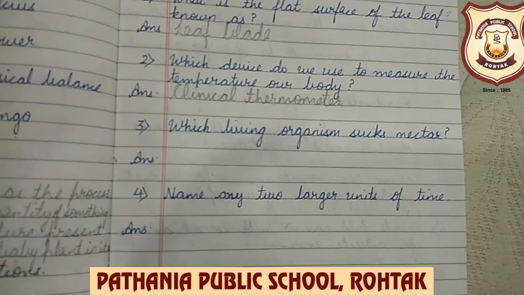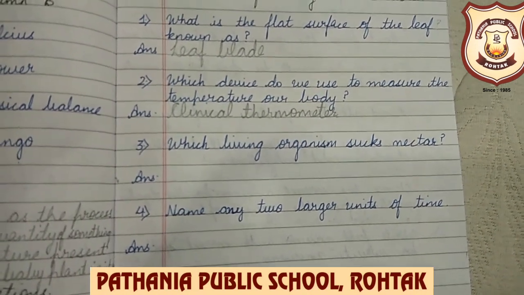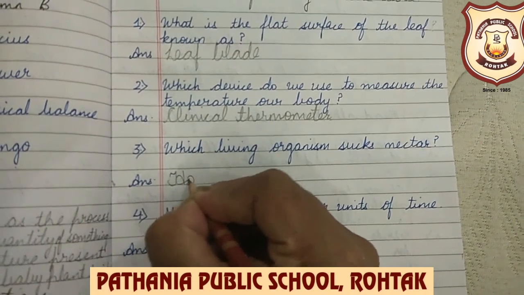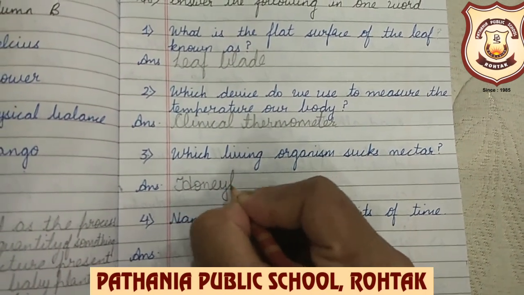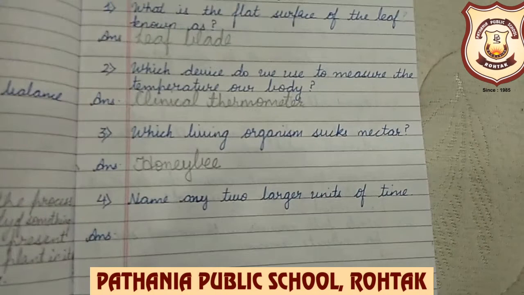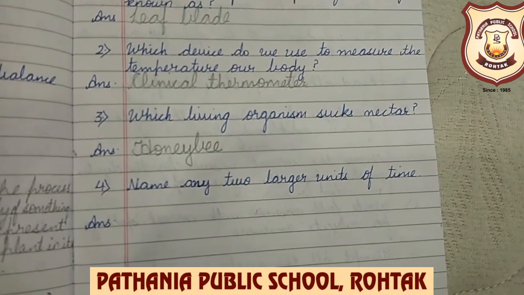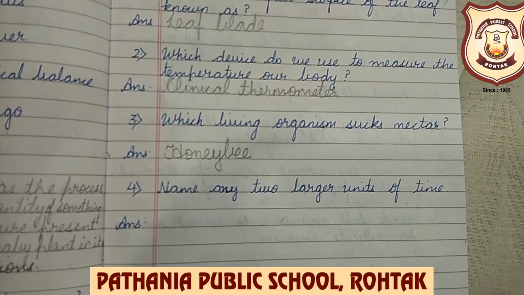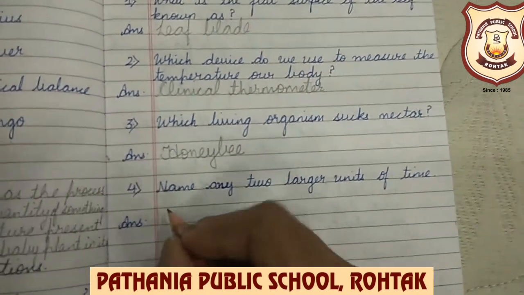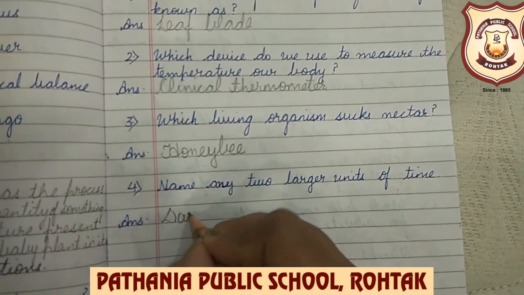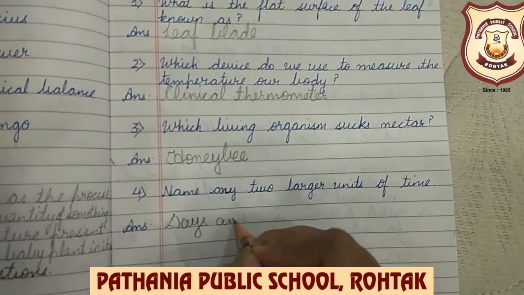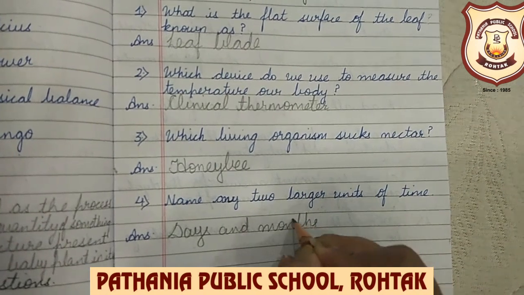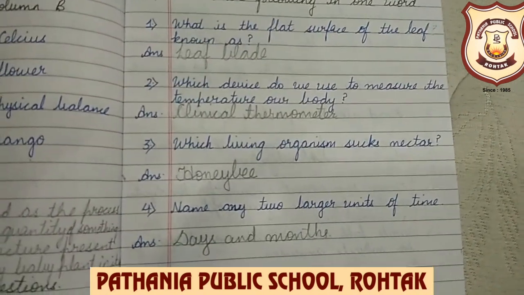Now next is, which living organism sucks nectar? Yes beta, which is a living organism which sucks nectar? Yes, it is honeybee. Honeybee sucks nectar from the flowers. So here we will write down honeybee. Now name any two larger units of time. Yes beta, we need to write down here two larger units of time, and these are days and months. These are two larger units of time.